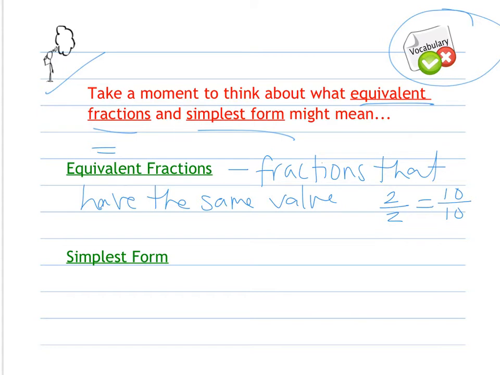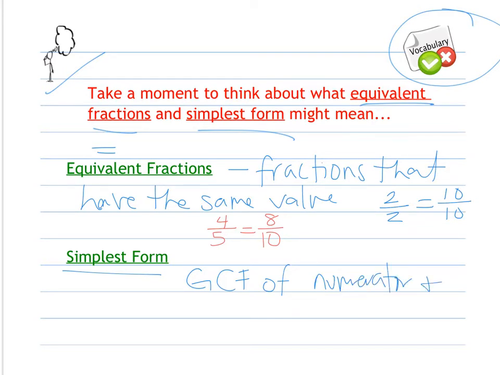More so though, you'll see it as an actual fraction number that's not one whole. So for example, if I had 4/5, that's the same as 8/10. Okay? So if those are equivalent, then what does simplest form mean? Well, simplest form means that the greatest common factor of the numerator and denominator is 1. That's what it means.